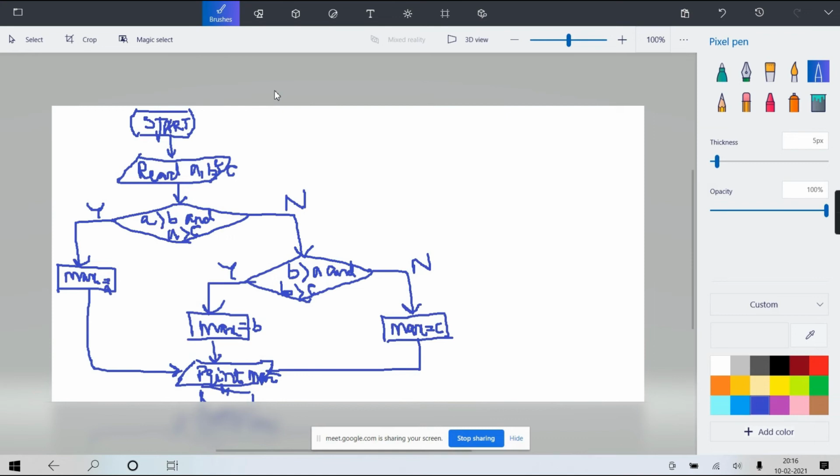Then there was one more for finding roots, no? Root of a quadratic equation, isn't it? You try that in the meantime, I'll just check. Then we will draw a flowchart for a loop also. I guess we took printing the first n natural numbers. For that also we'll draw a flowchart. Okay?